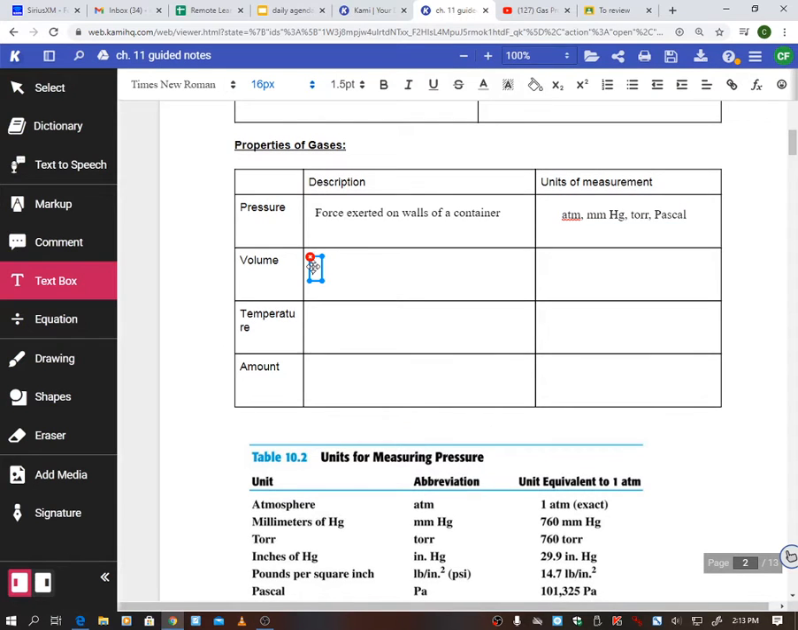Now for volume, it is the space occupied by a gas, and it's normally going to be the space of the container that you're working with. All right, so the unit of measure for volume is going to be the liter or the milliliter.